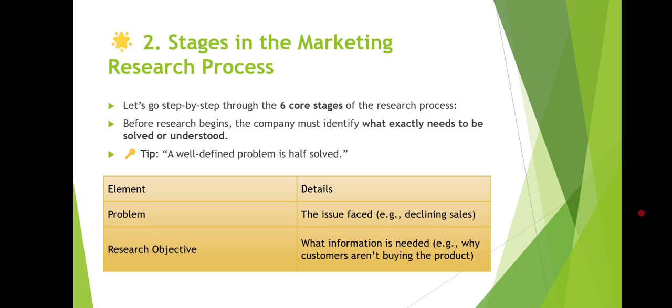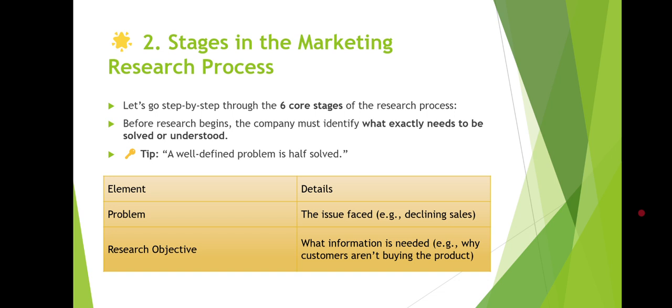Next, we have stages in the marketing research process. Let's go step by step through the 6 core stages of the marketing research process. Before research begins, the company must identify what exactly needs to be solved or understood. So this is the tip for you: if you have a well defined problem, half the problem is solved. So first of all, it's very important to understand the problem. If you are aware of the problem, then you can make a strategy accordingly and achieve your goals.